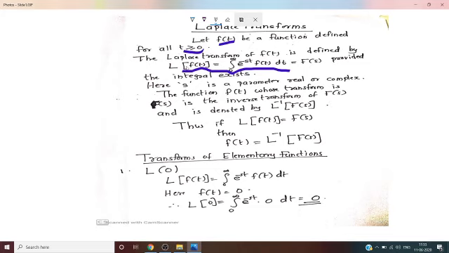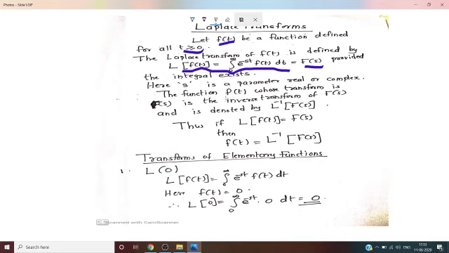Here, s is a parameter. Why is this written as F of s? We are integrating here with respect to t, so this integral is a function of s. So we are writing this as F of s, provided the integral exists. s is a parameter and it may be real or complex.